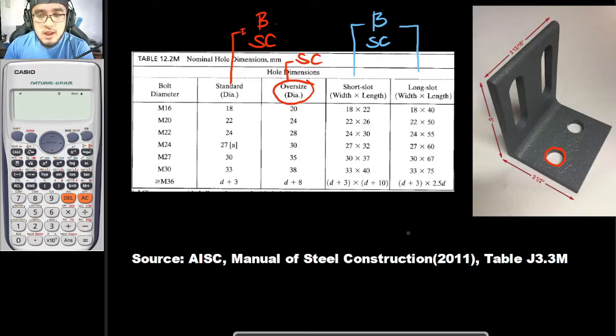But make sure that if you would be using these slots right here for bearing type connection, the length of your slot is to be perpendicular with your line of action. Ewan ko kung naintindihan nyo yun, mag-drawing na lang tayo. Suppose that this one right here is your bolt. Confirmation first, everyone. Can you see what I am drawing on your right? Yes, sir.